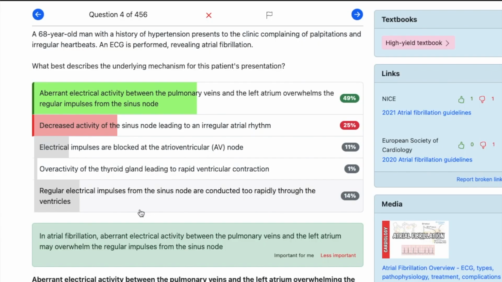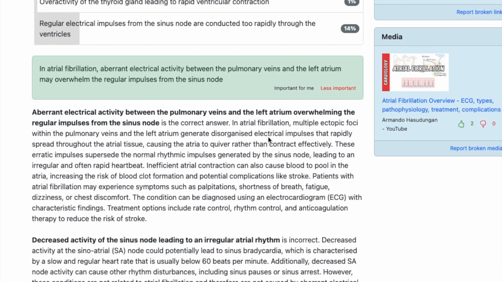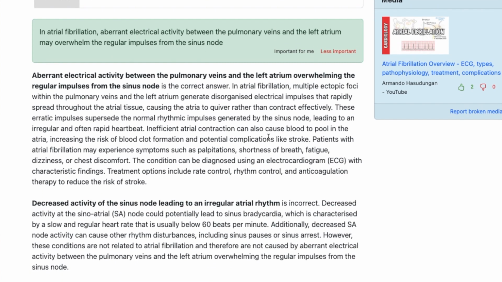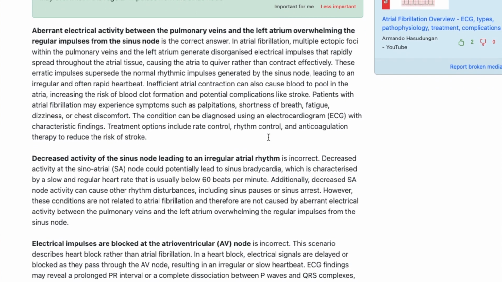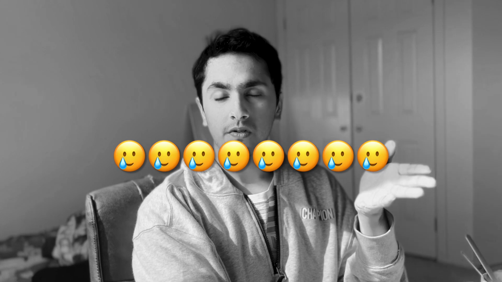I didn't know this. So I want to see why the one that I selected is wrong. Decreased activity could potentially lead to sinus bradycardia, which is characterized by a slow regular heart rate, usually below 60 beats per minute. Right, so it's more to do with the way that the answer option is worded. That's okay. It just shows that I can get questions wrong as well.